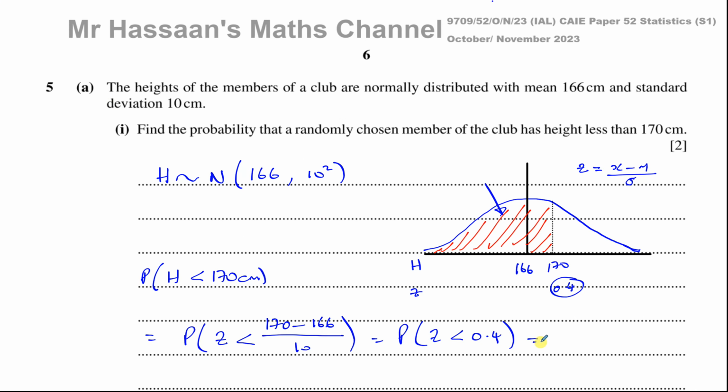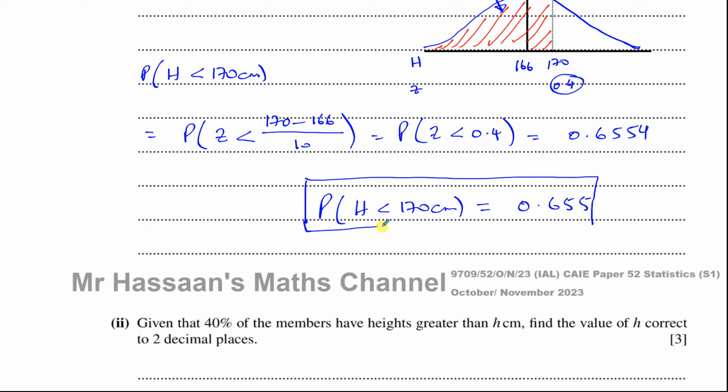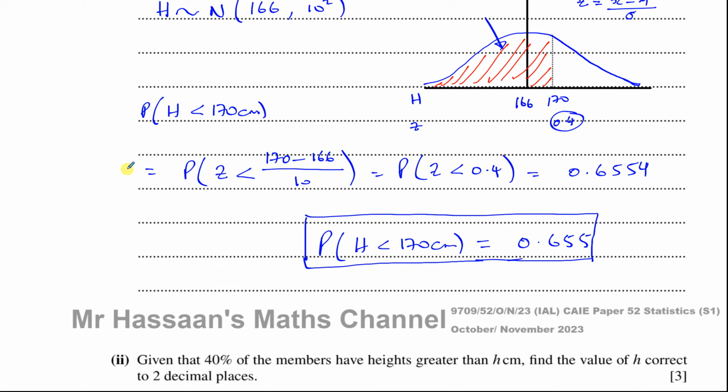So it's 0.6554. We can therefore say to 3SF the probability that our height is less than 170 centimeters is equal to 0.655 to 3SF. So there's the answer to part A part 1 of this question.